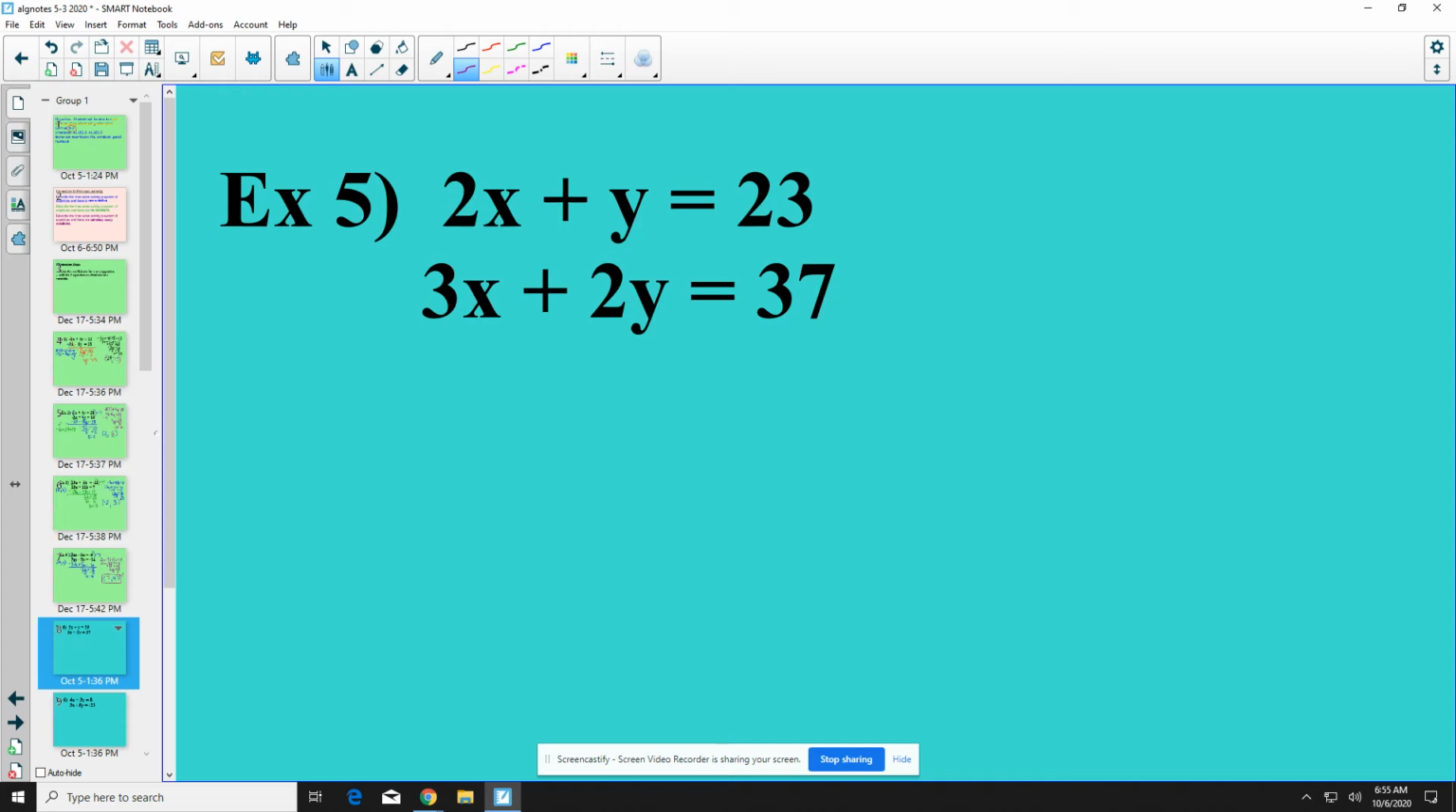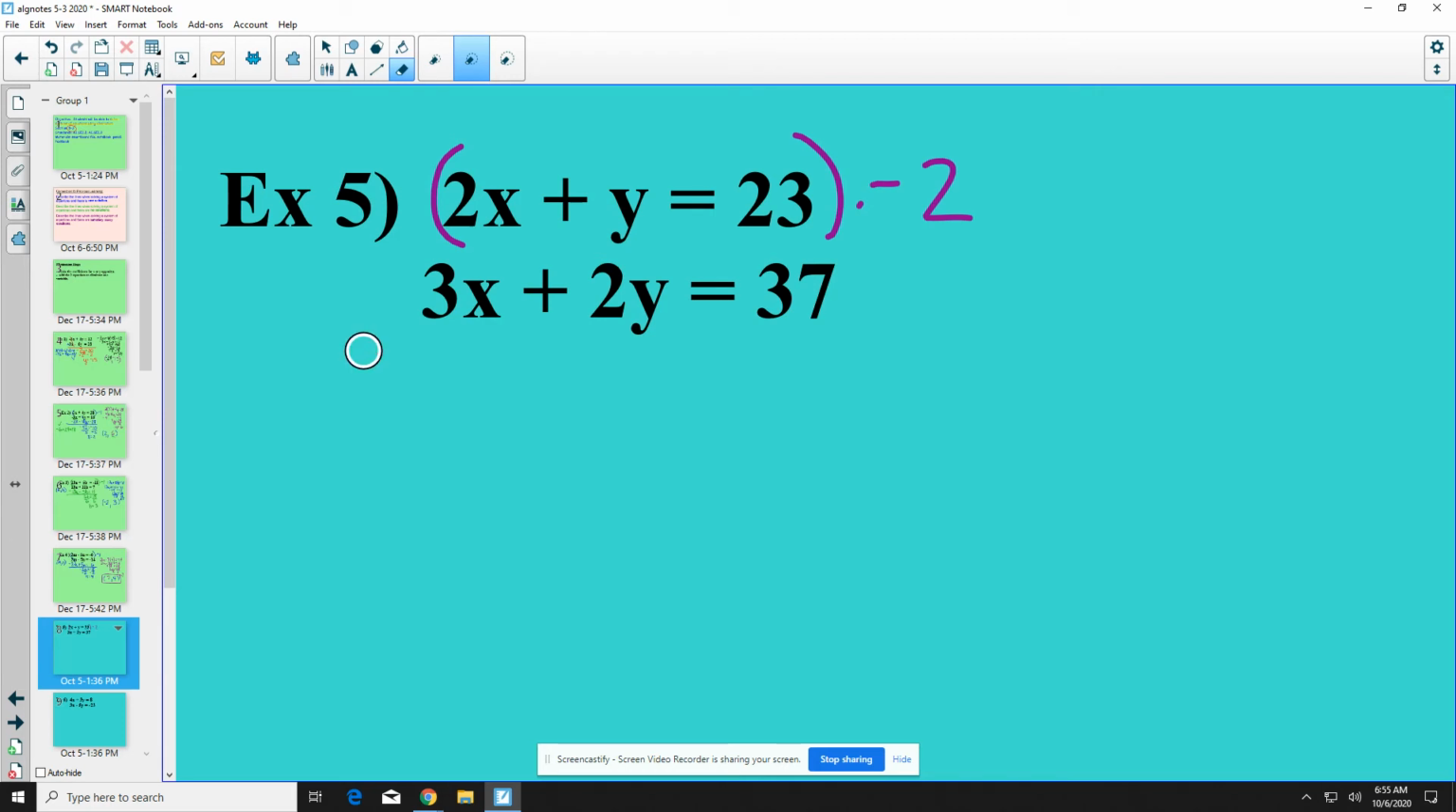All right, now that you're ready to go, let me see. I'm noticing I have a 2 and a 3 for my coefficients for x, and I have 1y and 2y. So I could take the top equation and multiply by negative 2. Yes, I can take the top one and multiply by negative 2, and then what will happen is I'll have a negative 2y.